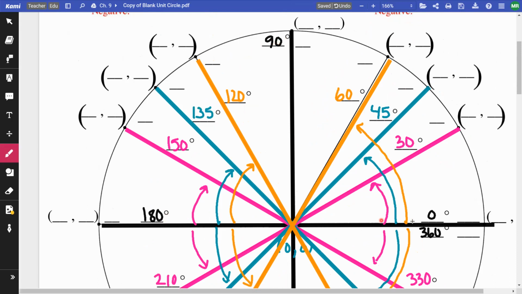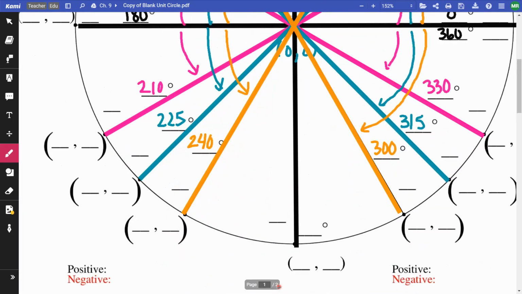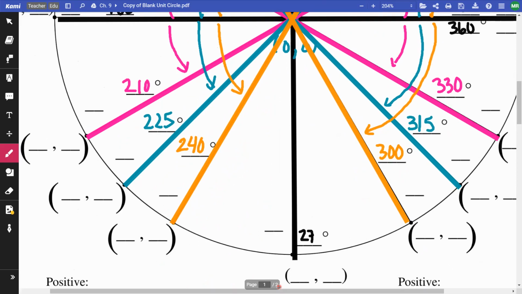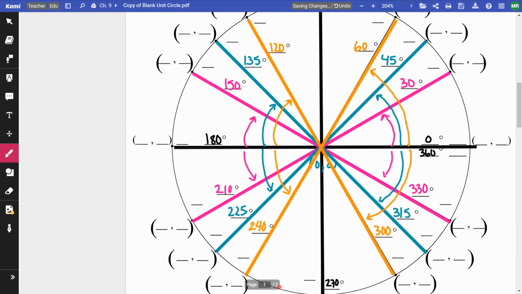Okay, so this one up here is going to be our 90 degrees. So either think about taking 90 off of 360 going backwards, or adding 90 onto 180, whichever way you want to think. This is going to be 270 degrees. Let me make that 0 better. 270 degrees. Okay.